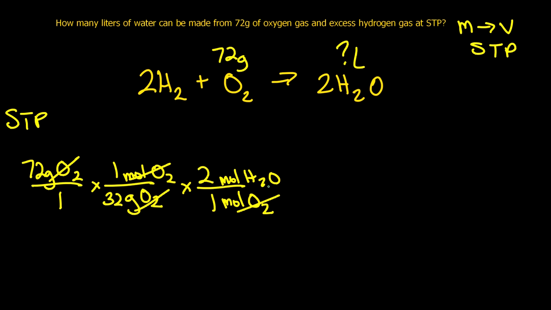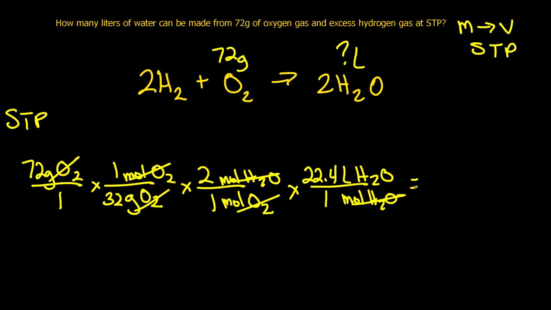Once I got moles of H2O, I need to change it to liters of H2O. So let's continue this string out. So moles H2O is on top, moles H2O go on bottom, and I'm changing it to liters of H2O. So moles H2O cancel, leaving me with liters of H2O. Well, for every 1 mole of H2O, there is 22.4 liters. And there is our conversion string.